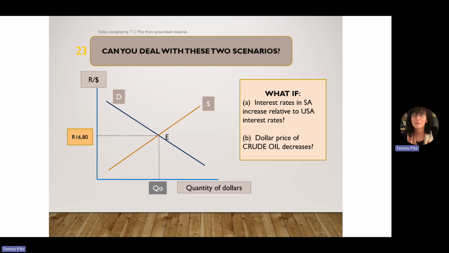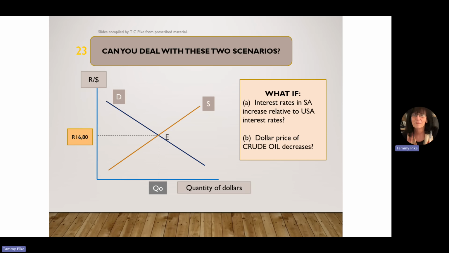But now the second one, B, is not the same. Let's go and have a look at what B tells us. Here we're now looking at a decrease in the price of crude oil. Dollar price of crude oil decreases. Well, what do we know about us in South Africa? We have to buy crude oil. So we are having to buy dollars in order to buy oil. But now, because the price of crude oil has decreased, we need less dollars. Therefore, the demand for dollars will decrease. Demand will shift to the left, and as a result, the rand will appreciate.